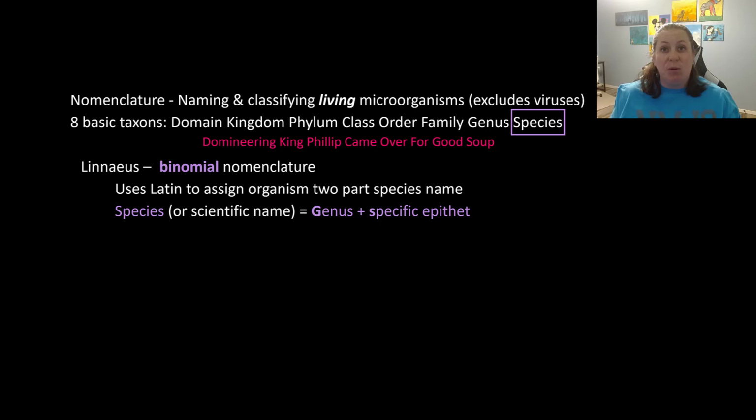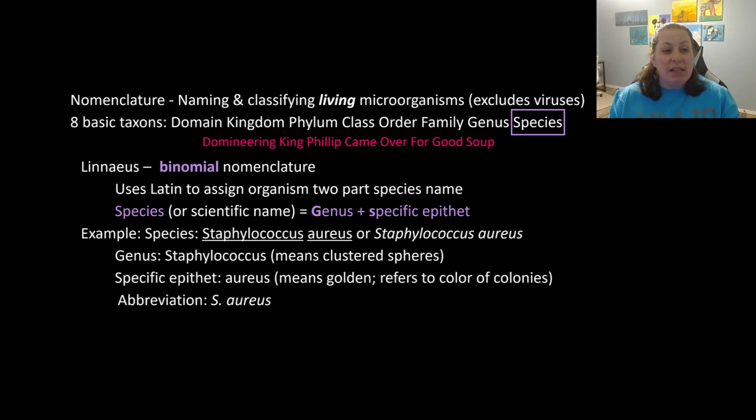This is one of the organisms we will be looking at. This is the species Staphylococcus, which is the genus, and the specific epithet is aureus. Staphylococcus aureus is the actual scientific name of that particular bacteria. If you're handwriting this, you're going to underline it, but if you're typing it, you want to italicize it.